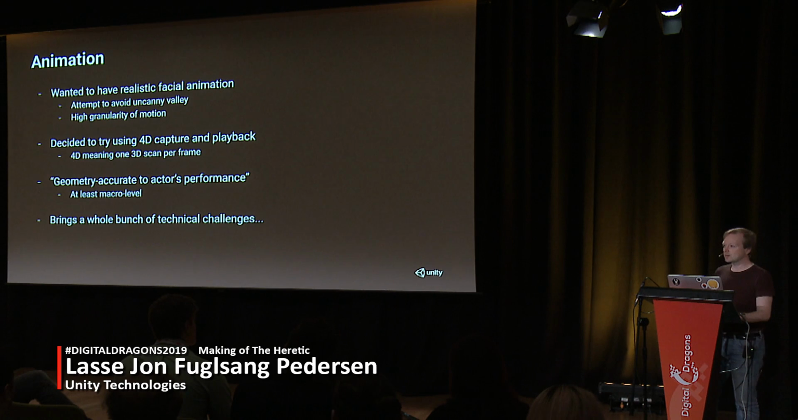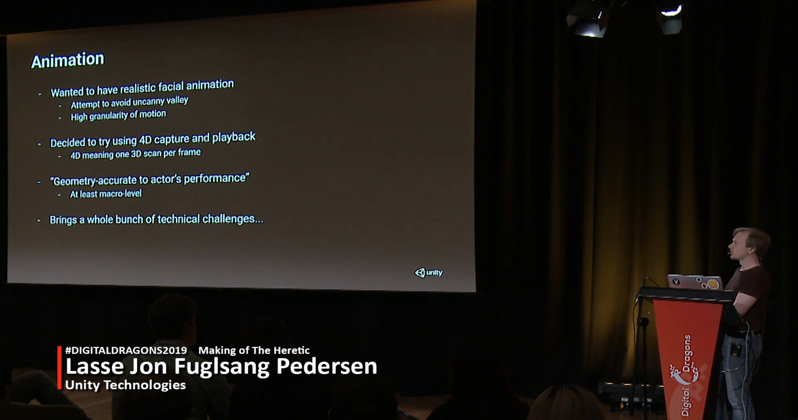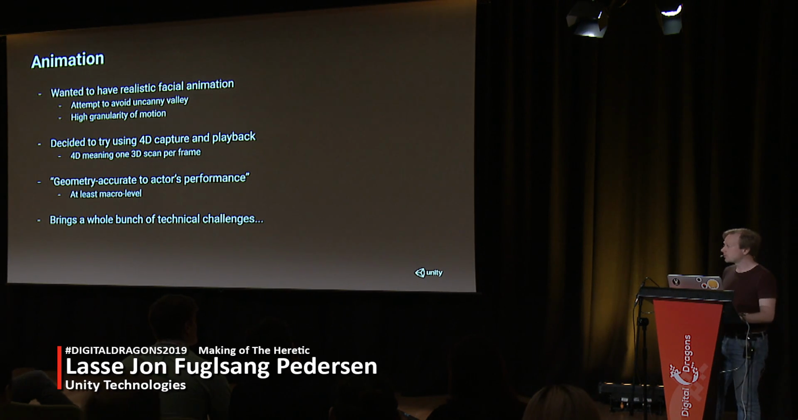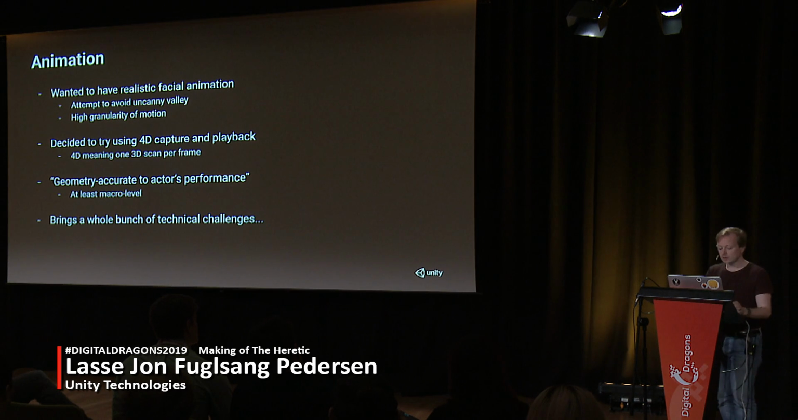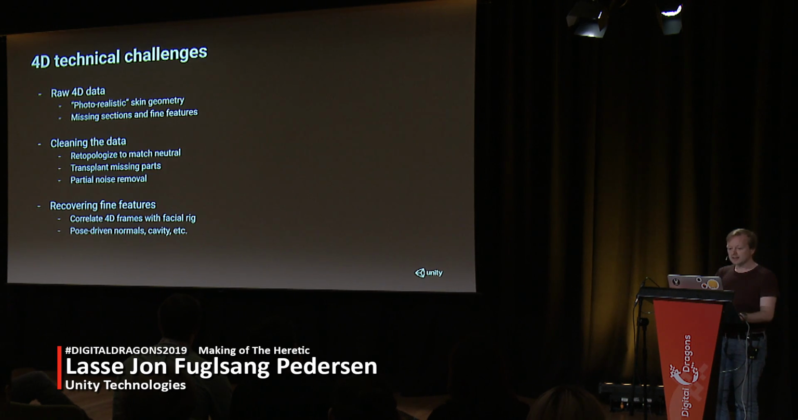So this promises, if you have a 3D scan per frame, of course, then that's essentially like a geometric photograph of your actor. And then you could say that this has the potential to be geometry accurate to the actor's performance. That's not really true, because there's a bunch of problems there. But at least you have some macro level motion that might be really difficult to reproduce just using blend shapes, even if you have thousands of them, because you would have to segment them so much. But I'm sure that will be solved eventually. Anyway, we went with the 4D thing, and as I mentioned, there were a bunch of technical challenges.